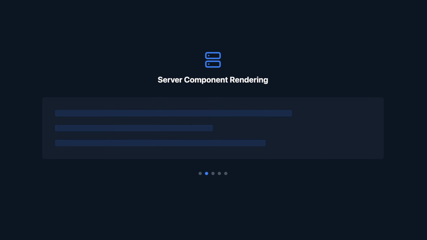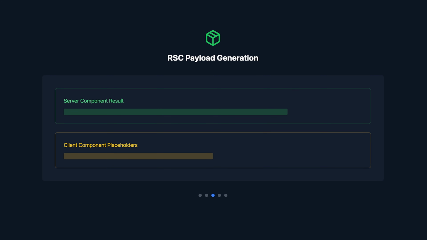After a server component gets rendered, a special data format called React Server Component Payload gets sent to the client. Now this payload contains two important pieces of information. First, it contains the rendered results of server components. And the second thing that it contains is placeholders for where the client components should be rendered. React uses this payload to reconcile the server rendered content with the client side React tree, and then React hydrates the page to make it interactive.